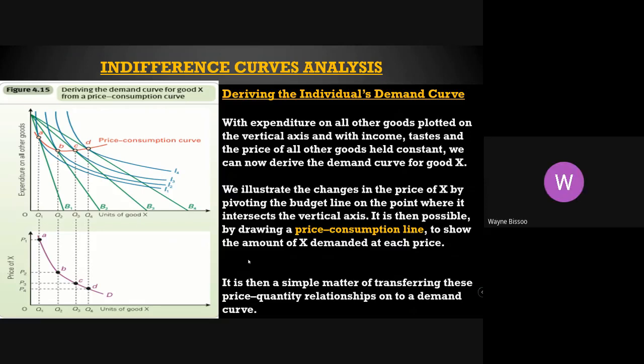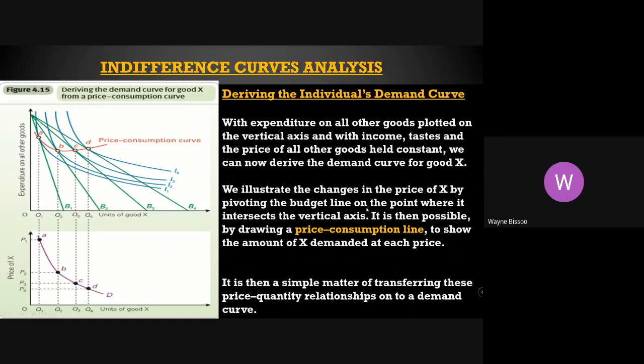All right. So this is the last element that we want to look at here with indifference curve analysis, and that is deriving the individual demand curve from the indifference curve analysis. So with expenditure on all other goods plotted on the vertical axis, with income, taste, and the price of all other goods held constant, we can now derive the demand curve for the good. So yeah, you're looking at a real complicated thing. So let's go through this first, and then we'll see if we can deconstruct it.